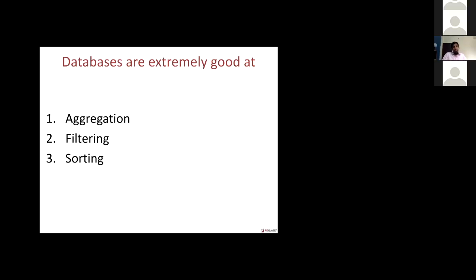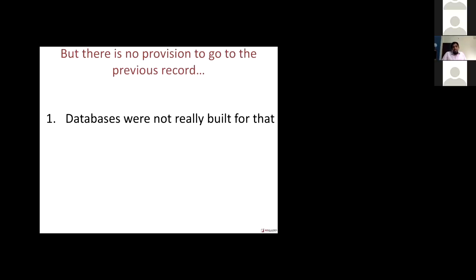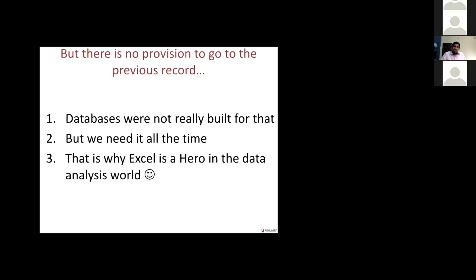But what happens is, in databases, there's no provision to go back to the previous record or the next record really. To be fair to the databases, they were not originally built for that in any perspective. But we need it all the time. See, one of the nice things about Excel is it makes this operation so easy.